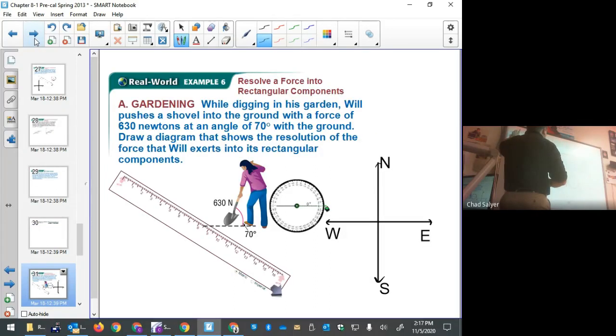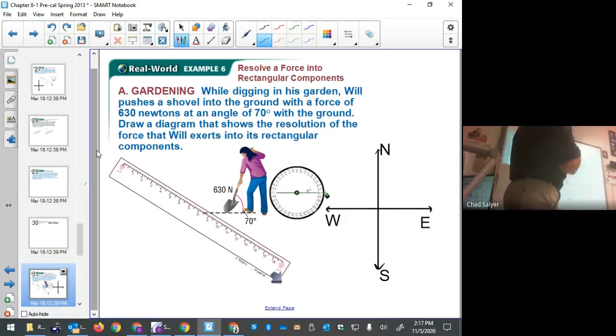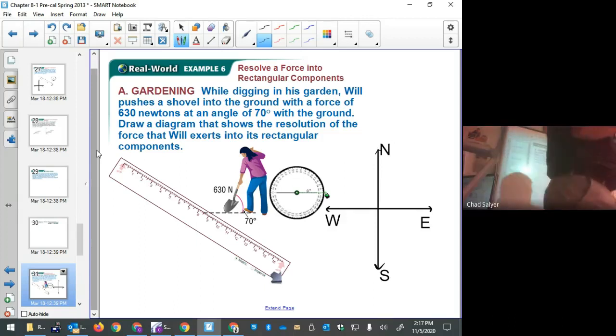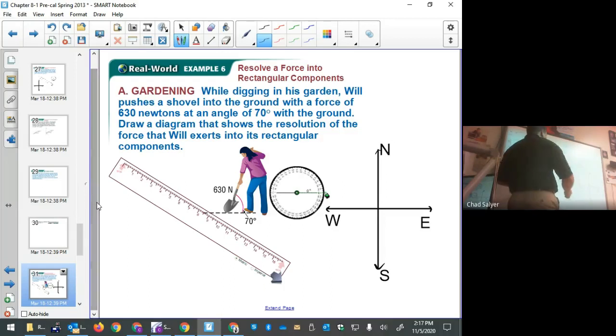Let's see, there's one I want to do here. Here we go. Okay, so digging in the garden doesn't really look like a will, does it? It's 2020, so whatever. Will pushes a shovel into the ground with a force of 630 newtons at an angle of 70 degrees. Draw a diagram that shows the resolution of the force that Will exerts into its rectangular components. So they want us to geometrically create rectangular components, and I'll show you what that looks like.